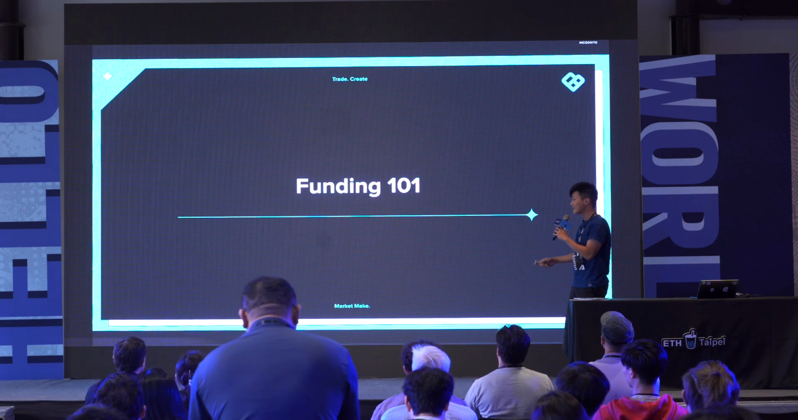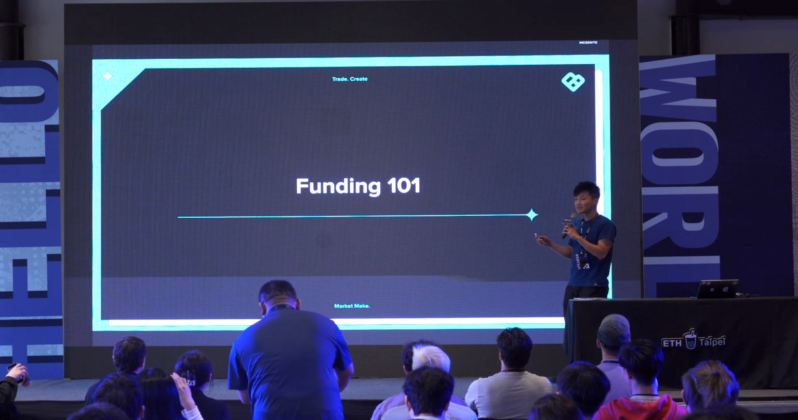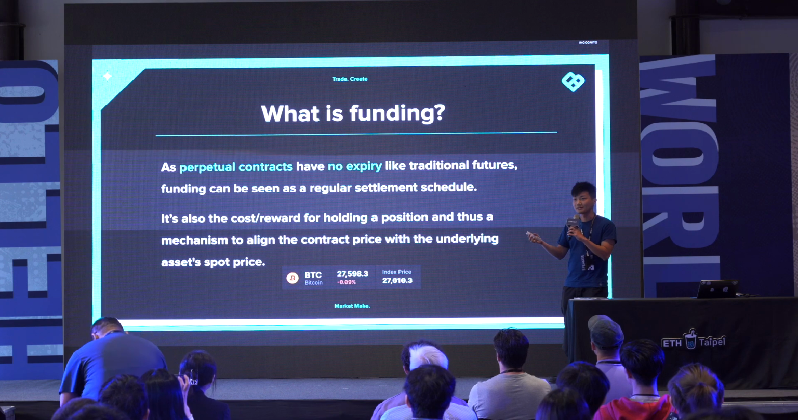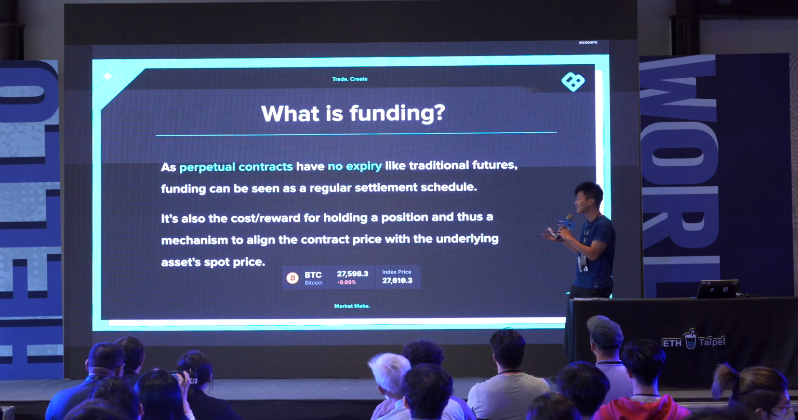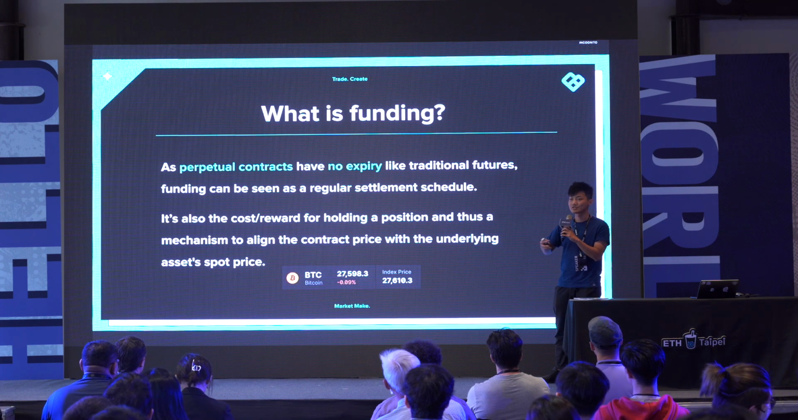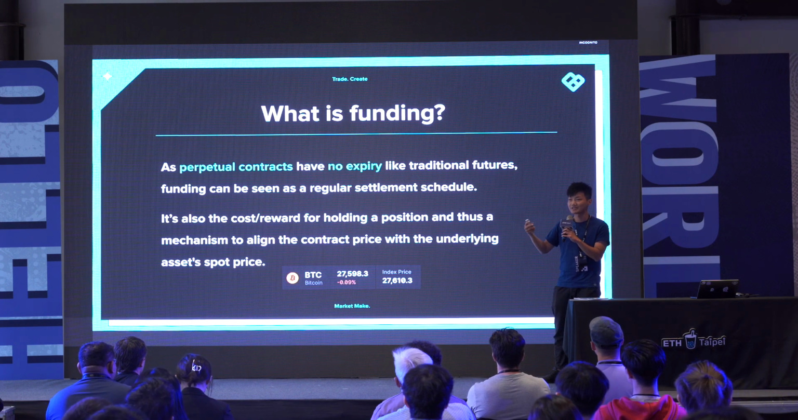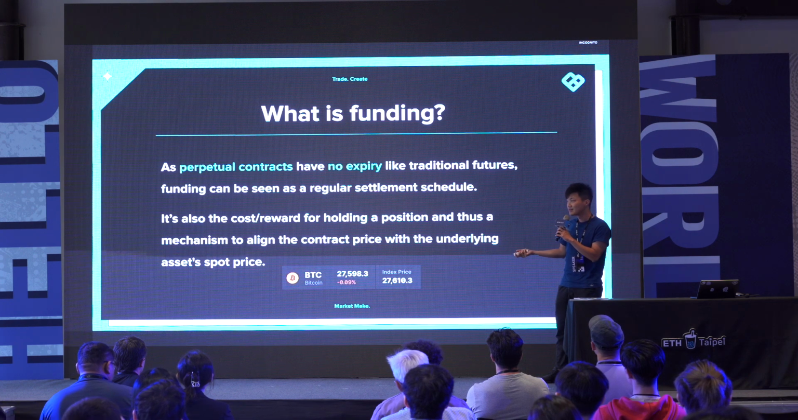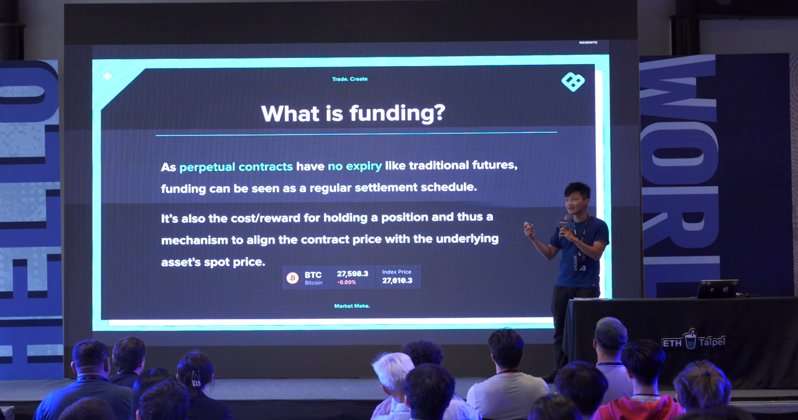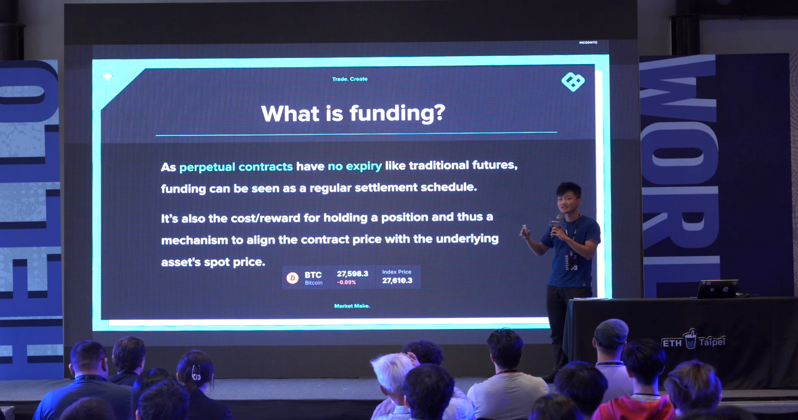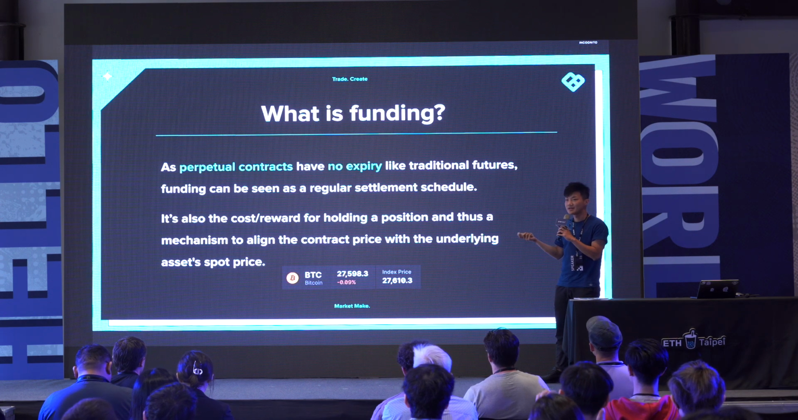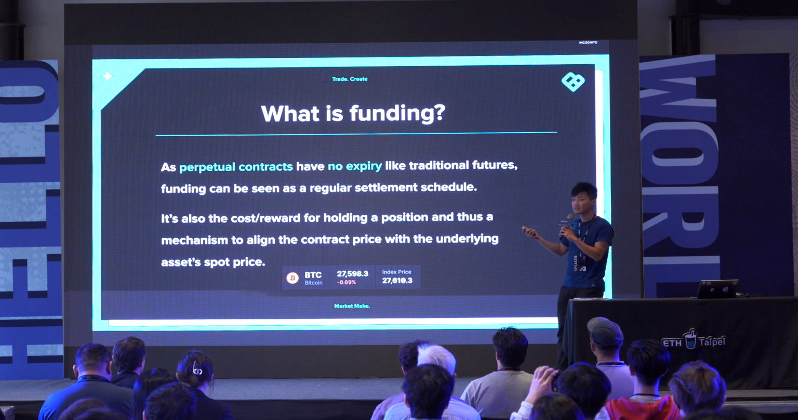Okay, so let's start with the basics. I believe most of you have used perpetual contracts. However, maybe some of you don't know what a perpetual contract is. Basically, a perpetual contract is like traditional futures, but it doesn't have an expiry. That's why it's called perpetual. However, because it's perpetual, it needs a function similar to the expiry from traditional futures, and funding is this mechanism. So it can be seen as a regular settlement schedule.